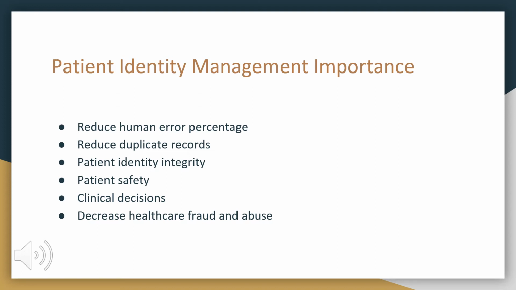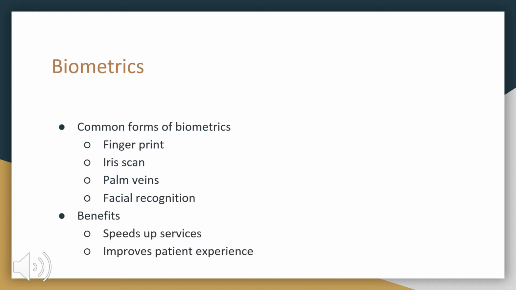Patient identity management also helps decrease healthcare fraud and abuse, as you will see with the various processes. The first process we will discuss is biometrics. Biometrics utilizes various technologies to accurately identify or authenticate an individual. Various technologies of biometrics include fingerprint, iris scan, palm veins, and facial recognition. There are way more forms of biometrics out there, but we just decided to focus on these.